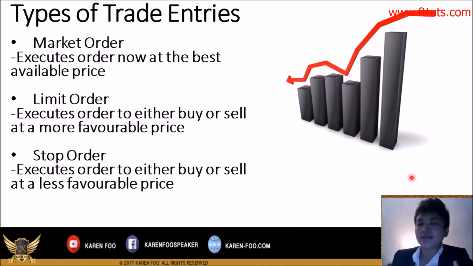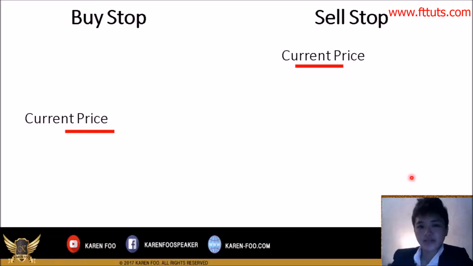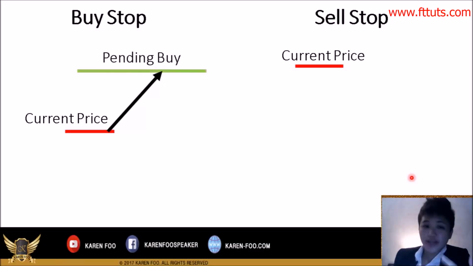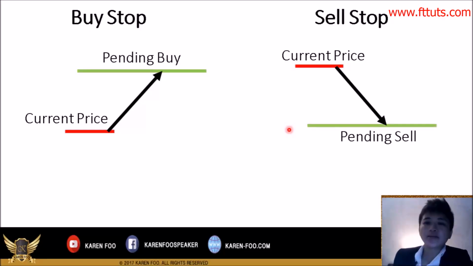Why do I say that it is a less favorable price? Because right now, instead of buying low, you are buying at a higher price, meaning that you want to wait for the current price to go a little bit more bullish until it reaches your pending buy level. And when it comes to selling, you are also selling at a lower level as compared to the current price. That's why I say it's a less favorable price.